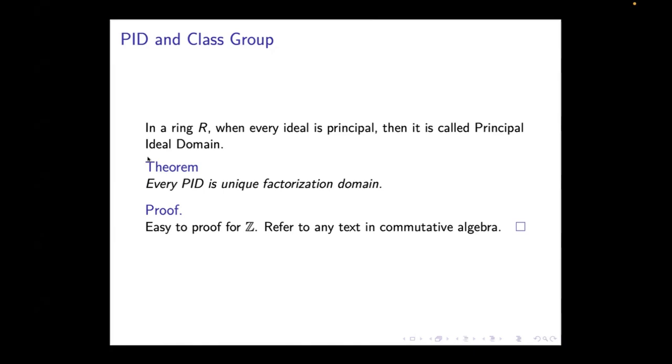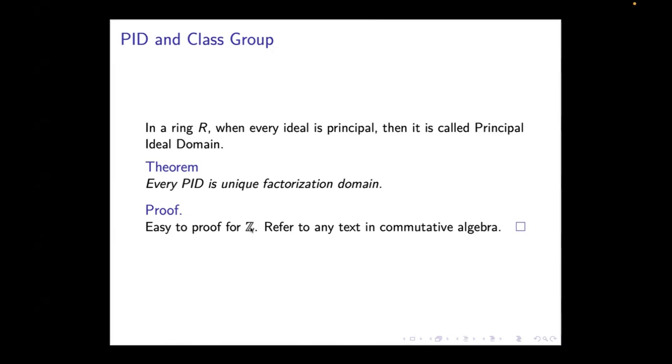Like 16 is written in just one way. There is just one way to show that 16 factorizes into prime numbers. But this will not hold if your ring is not a principal ideal domain. And the proof is, what you generally do is you prove this for Z, and then that proof holds for any PID.